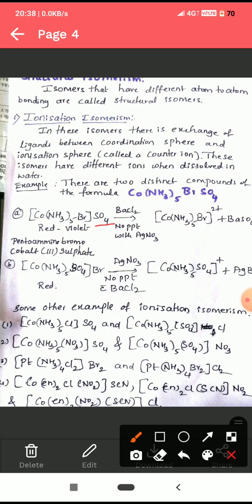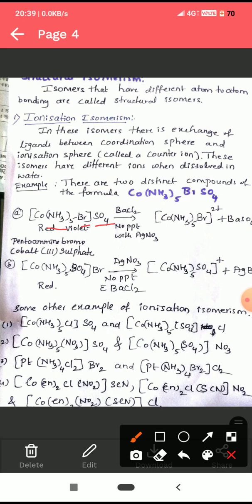In the coordination sphere, it has ammonia and bromine. When this is dissolved in water, it gives [Co(NH3)5Br]2+ and SO4 2-. How do we identify which type of ion is liberated in the solution? To see that, this complex is reacted with two reagents, that is barium chloride and silver nitrate.